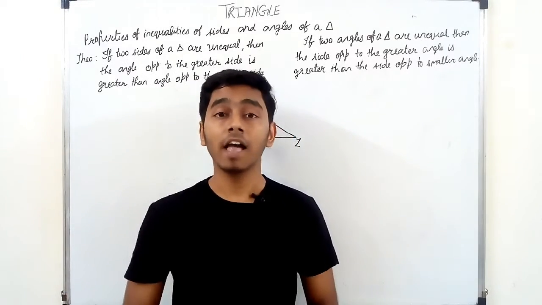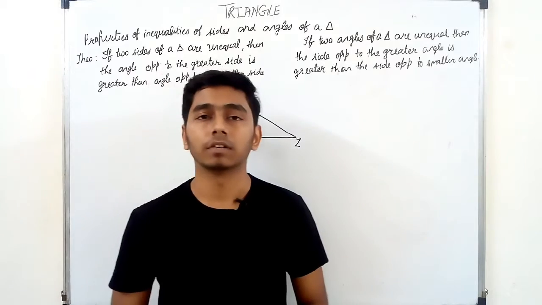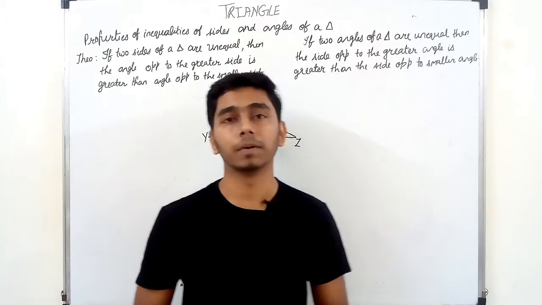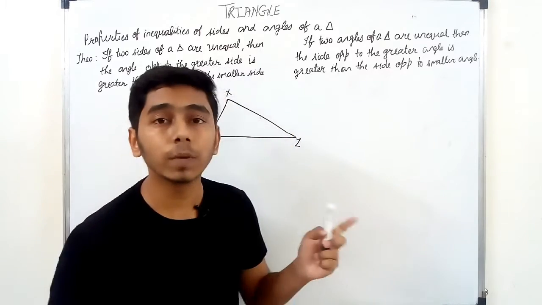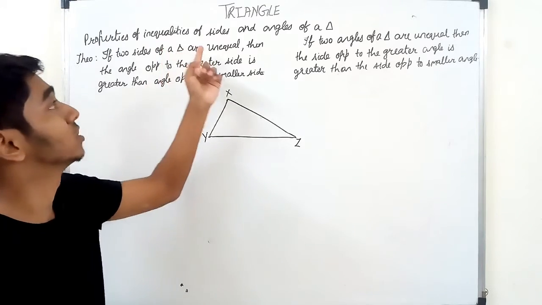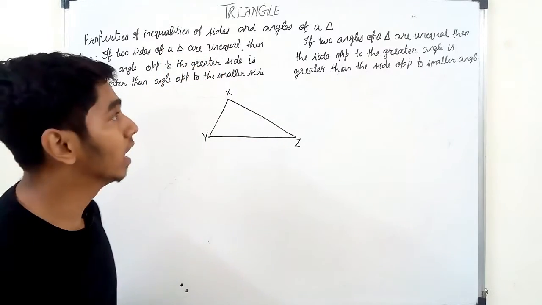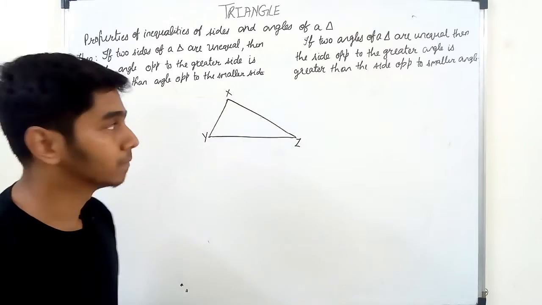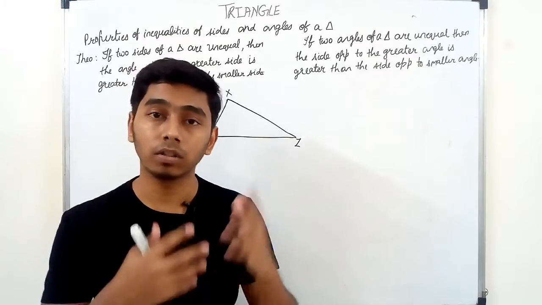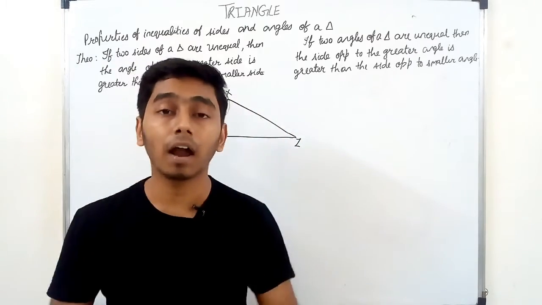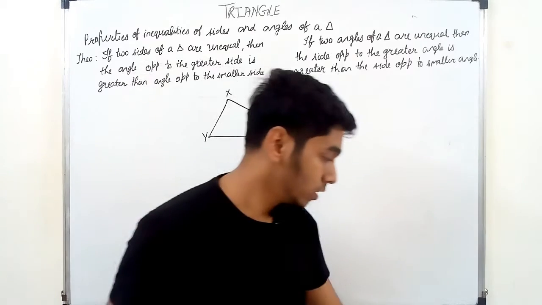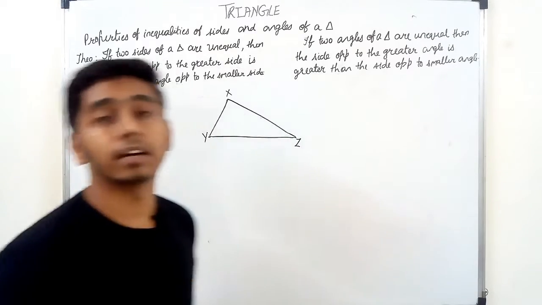My name is Raj Shah, and in this video we are continuing with the chapter. In the previous video we saw what is angle bisector theorem and perpendicular bisector theorem. So in this video we are going to study about properties of inequalities of sides and angles of a triangle, and its converse. And also we'll be solving questions based on this topic, this theorem, and also the theorem which we did in the previous video. So let's get started then.